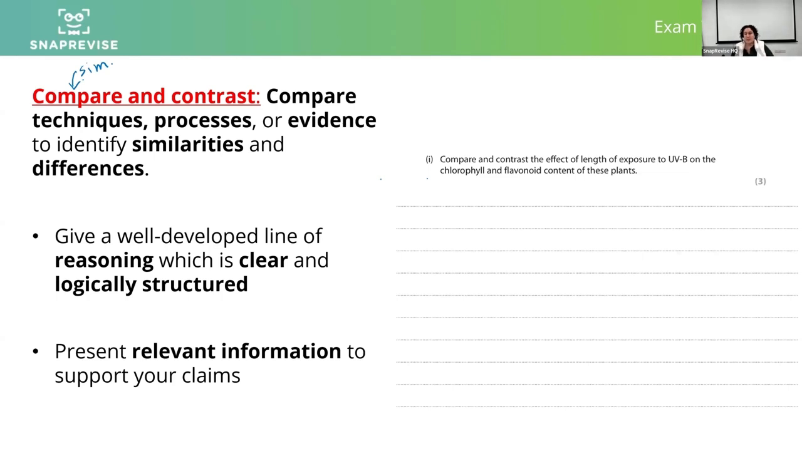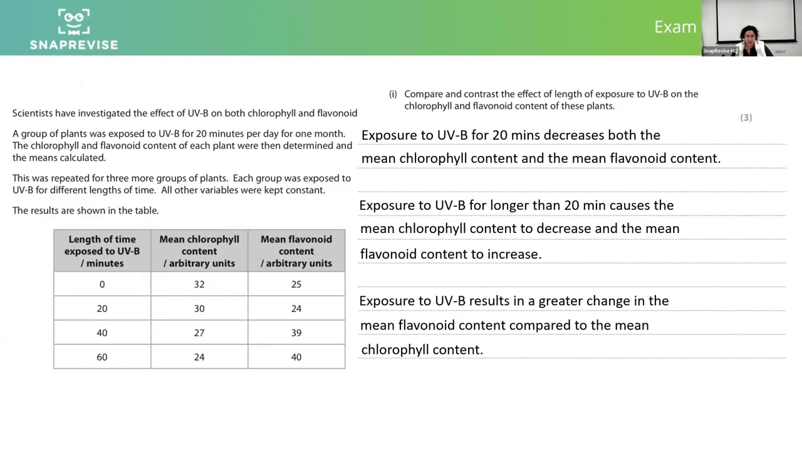Let's see an example. So compare and contrast the effect of length of exposure to UVB on the chlorophyll and flavonoid content of these plants. So the plants that this question is referring to is this here. Sorry, I'm showing you the answer here. It's okay. So this is the data set that they're referring to. Scientists have investigated the effect of UVB on chlorophyll and flavonoid. A group of plants was exposed to UV for 20 minutes per day for 1 month. The chlorophyll and flavonoid content of each plant were then determined and the means calculated, and this was repeated for 3 months for more groups of plants. So we've basically got our data set here, and we're asked to compare and contrast.